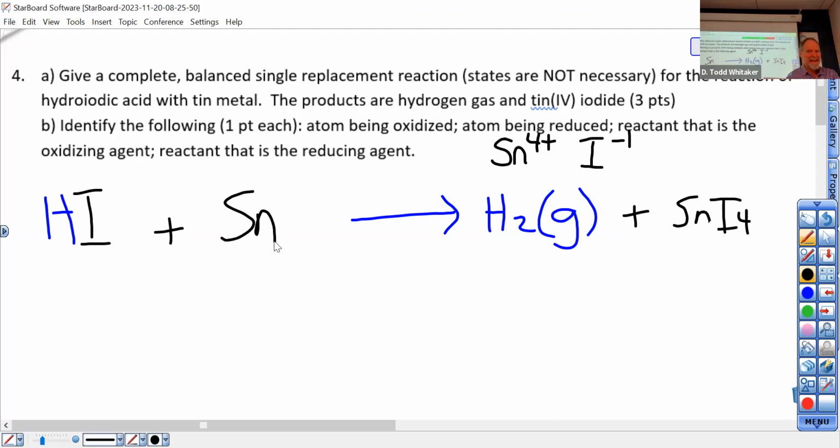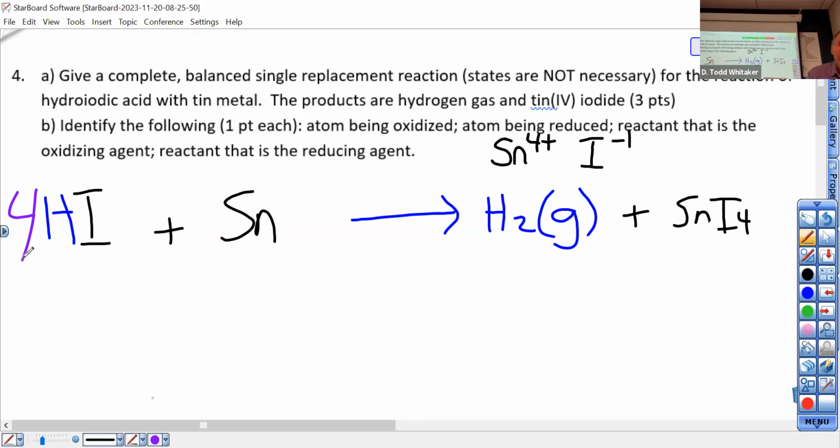Balancing this one's not too bad, I don't think. Two numbers or one number? Two numbers. The iodines looked like a good place, right? Because you know you need 4. So purple last all the time. Purple last.